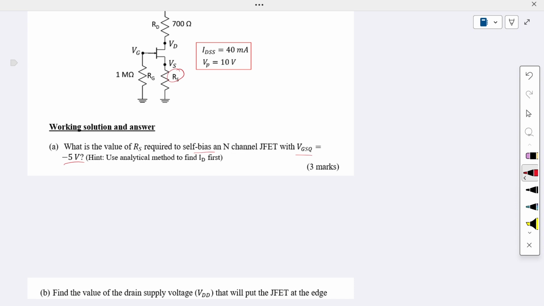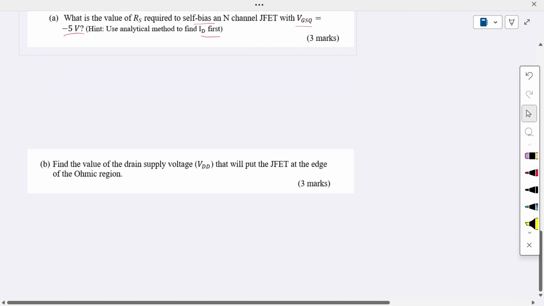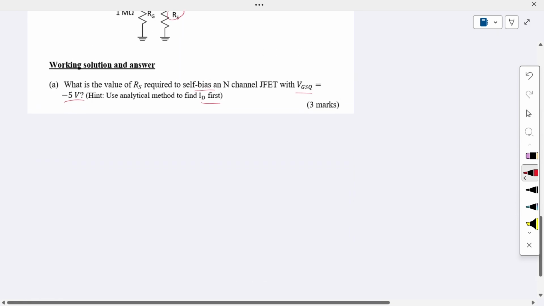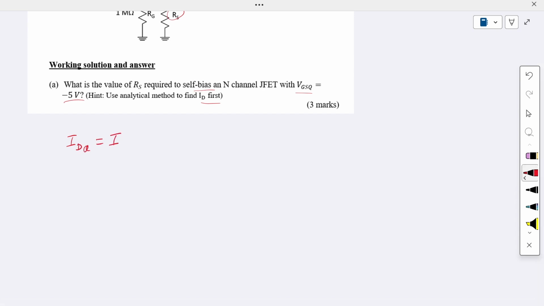Okay, now for this we need to find what is the ID flowing in this circuit. Let me move this down. So we have this equation: IDQ is equal to IDSS times (1 minus VGSQ divided by VGS off), and then we take the square of this, right?